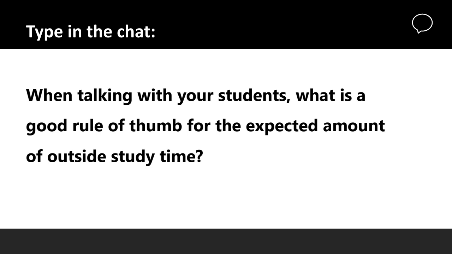I said 6 to 9 hours for a 3-credit-hour course. If you've heard something different, let me know. I think that's just kind of a generic estimate. Some instructors say, if I'm working with grad students, it might be longer. Great. Okay. I feel like this is something that we as instructors know, but sometimes we forget to have that conversation with students.